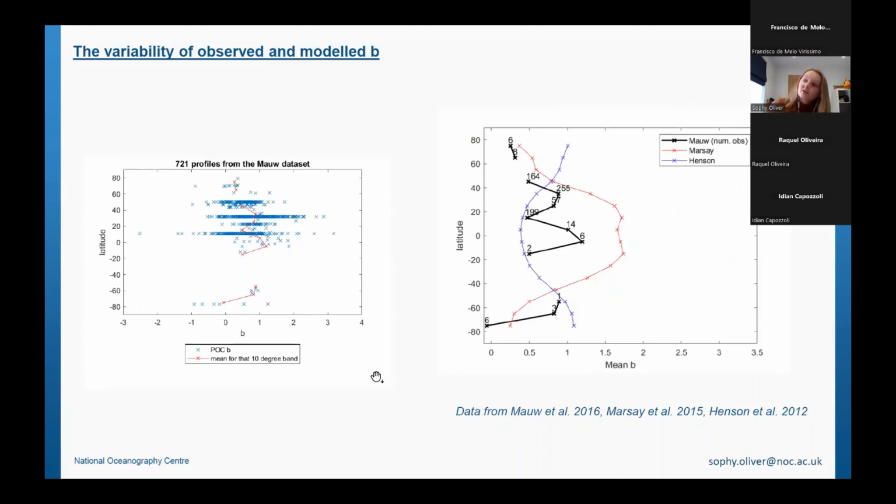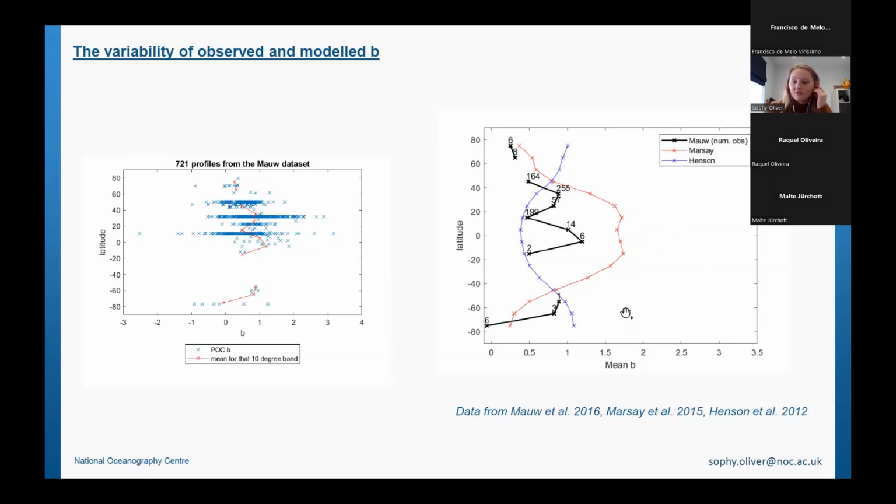So it's a very influential parameter, but it's 0.858 in the models, but it's been measured to be anything from -3 to above 3 in the ocean with observations of flux. So on the left, we've got B values observed in the ocean according to flux observations. And I've plotted them with latitude here. And you can see that there's a big spread in what B has been measured to be.